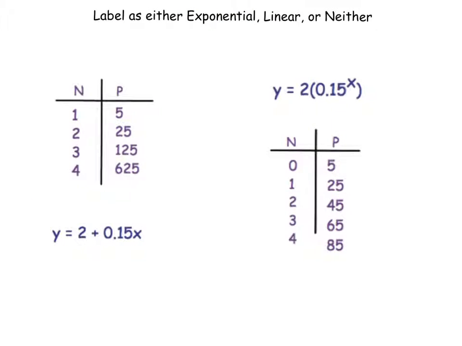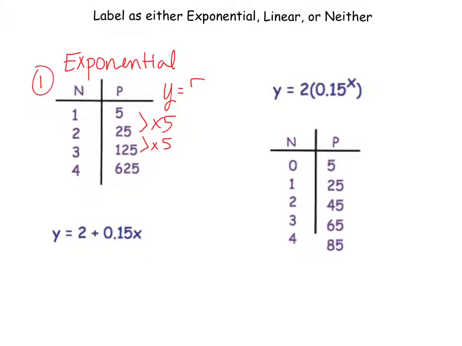Next, go ahead and look at these examples. We have to determine if they're linear, exponential, or neither. Looking at number 1, I see that it's going up by timesing by 5 every time. Because I'm timesing by 5, I know that that's going to be exponential. And actually my equation would be y equals 5 to the x.